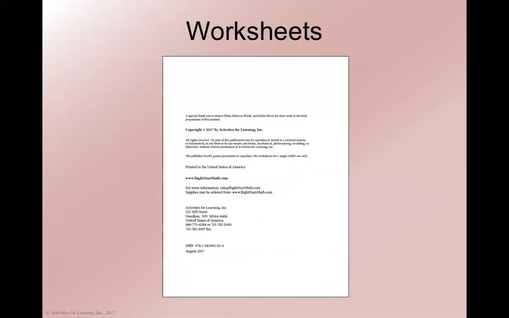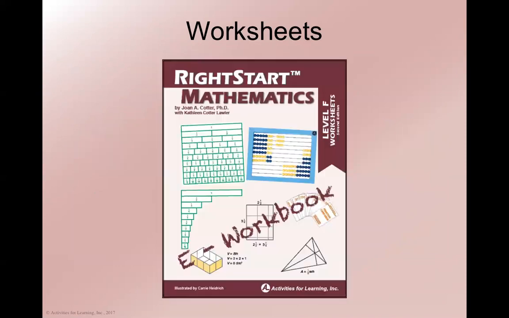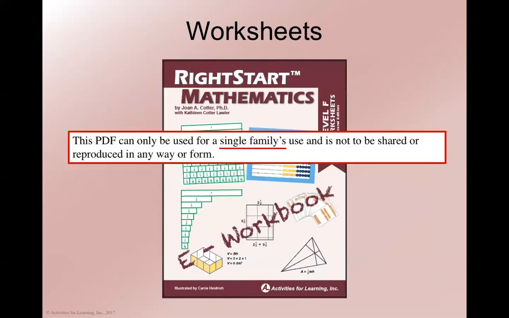Okay, one more word about the worksheets. You'll see on the copyright page, it says that the publisher hereby grants permission to reproduce the worksheets for a single child's use only. So if you have more children that are going to be using this or twins, you need to buy a second set of worksheets. If you have multiple children, it may end up being cost effective to get an e-workbook. So here you would actually have a downloadable PDF file that you could print off as much as you need for your household's use.